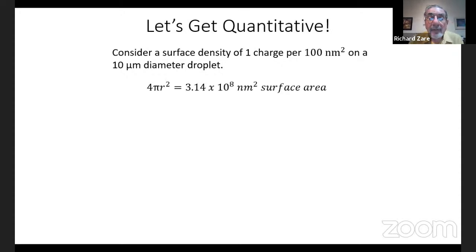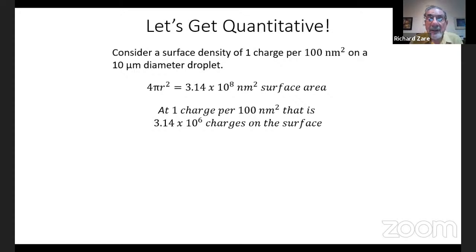And let's work it out. So first thing is the surface area. Well, that's for a sphere, after all, surface tension. So it's 4 pi r squared. I put in this, and r is 10 over 2, but we have it squared, so the 4s cancel. I have pi times 10 to the 8th nanometer squared surface area. Now I know the surface area for our droplet, a 10 micron diameter droplet, okay? And at one charge per 100 square nanometers, that is going to be a hundredth of this. So we're going to have 3.14 times 10 to the 6 charges on the surface.